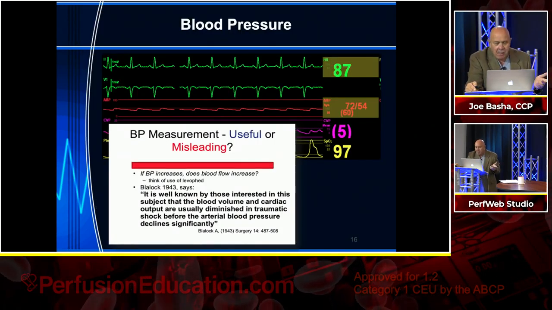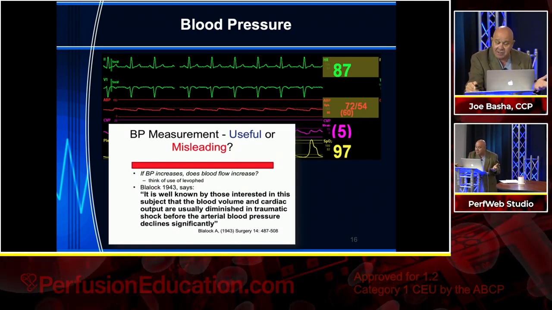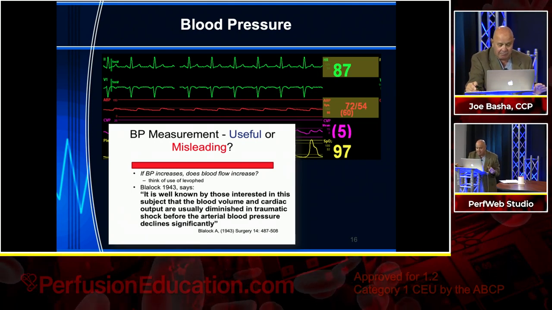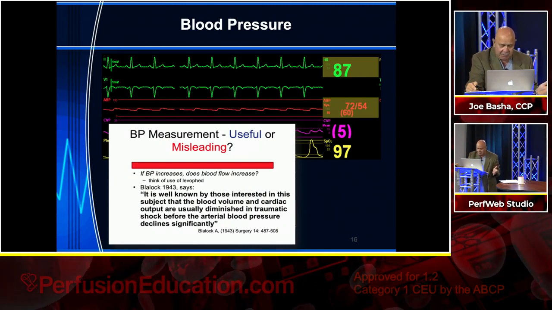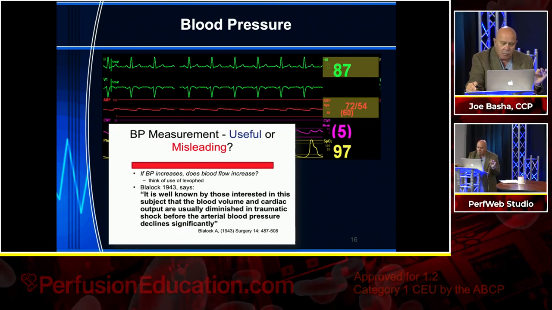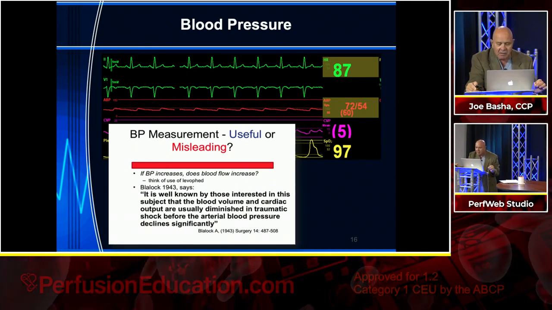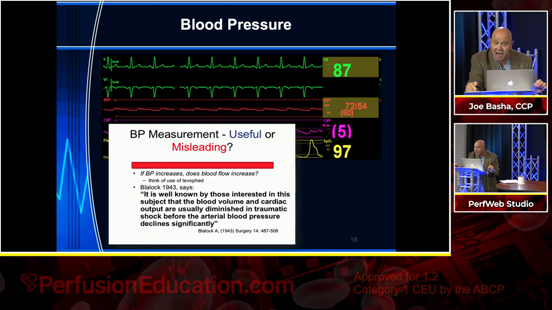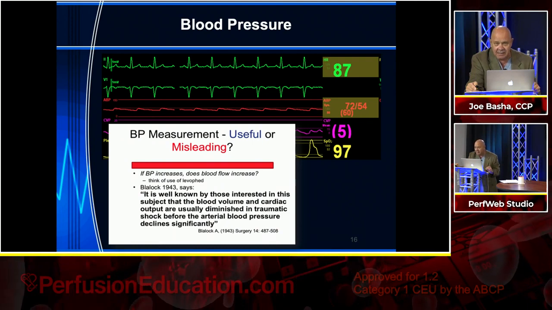So blood pressure alone, arterial blood pressure, is it useful or is it misleading? Now look, this is really something. Alfred Blalock of the Blalock-Taussig procedure in 1943 said, "It is well known by those interested in this subject that the blood volume and cardiac output are usually diminished in traumatic shock before the arterial blood pressure declines significantly."